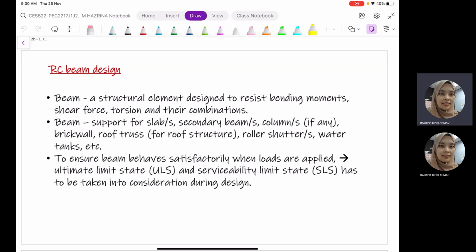So as for today, we will be continuing our lesson, which we are going to look into the RC beam design. So as usual, we are going to start our class with Surah Al-Fatihah.